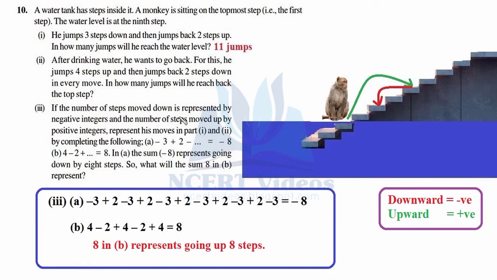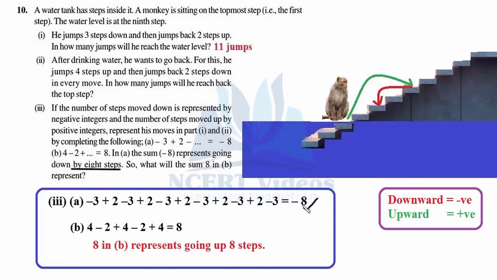Okay. Now third, if the number of steps moved down is represented by negative integers and the number of steps moved up by positive integers: (a) minus 3 plus 2 plus dash is equal to minus 8, and second one (b) is 4 minus 2 plus dash is equal to, so here you can see the steps written. Downward is minus and upward is plus, so minus 3 plus 2, he will come to the first step. So similarly you can go on counting: minus 3 plus 2, again the second step.